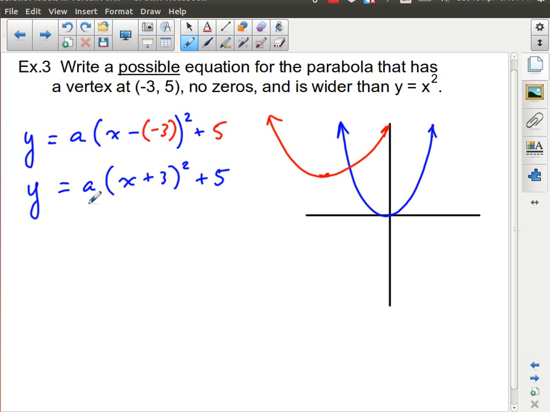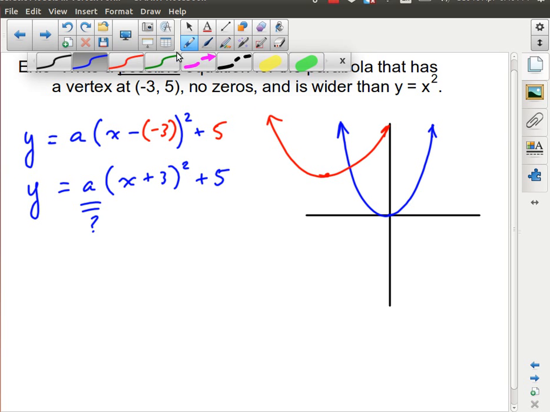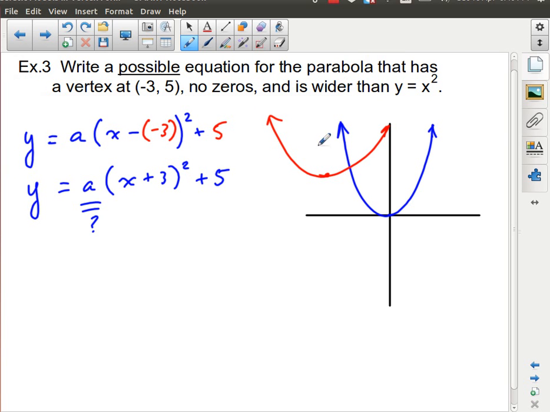And now that we've done this, we have to figure out our a value. But we don't figure out our a value by substituting. Because it's a possible equation, there are actually many possible answers. There are an infinite number of answers. We just have to pick an a value that is consistent with this graph. So what can we tell from this graph and this piece of information?